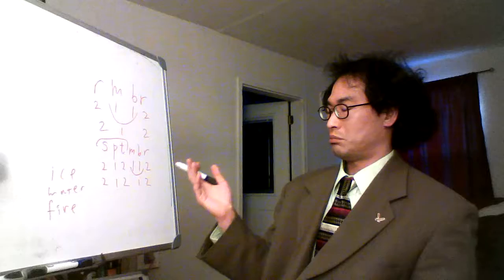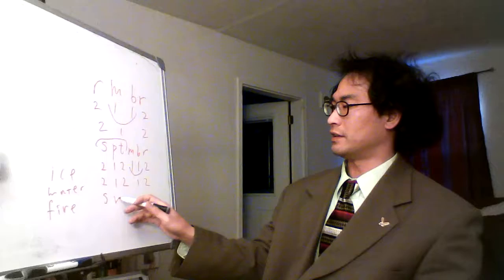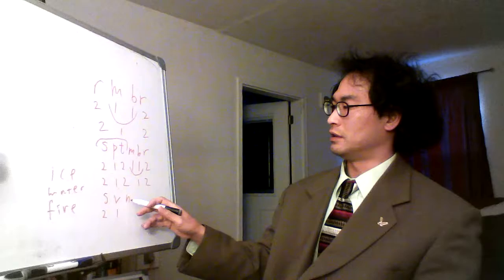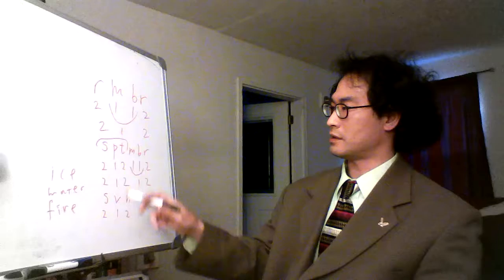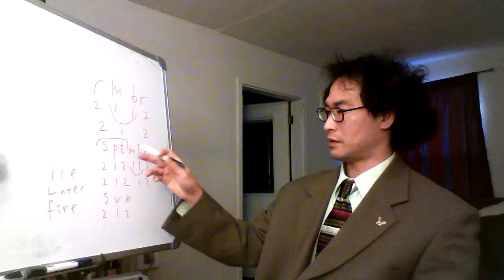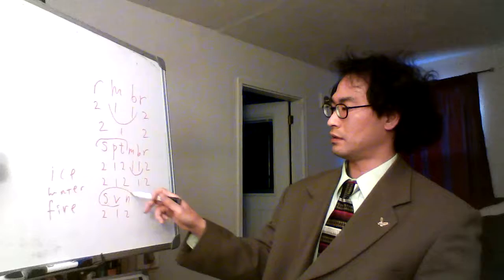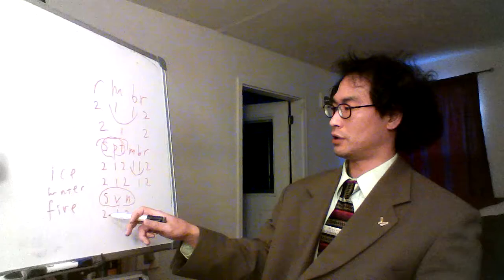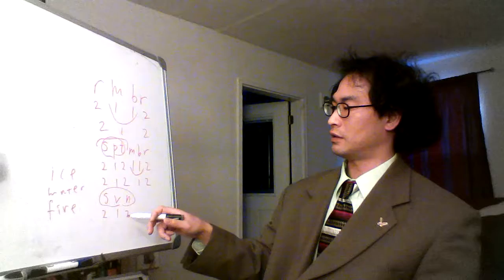So 7. Okay, so S-V-N, 2-on-2. September. Set. Yeah, S-E-P-T. I think it's French 7, okay? Yeah, same thing. 7. Set. It all belongs to 2-on-2. S-V-N. Number 7, okay?